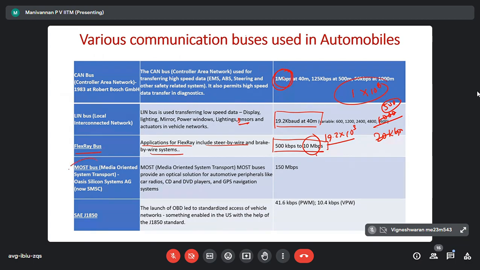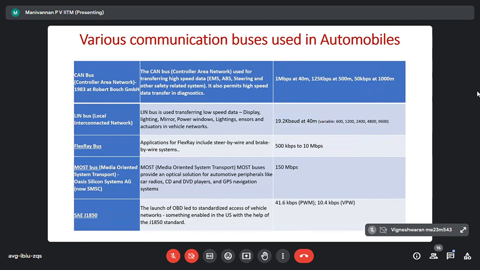Then the MOST bus, they call Media Oriented Systems Transport. The short form is MOST. The MOST bus is mainly used for connecting car radios, CD, DVD players, GPS, all these things, where high speed data and video data is coming. It can go up to 150 megabits, 150 into 10 power 6 bits per second, correct? Mbps or megabits. Okay.